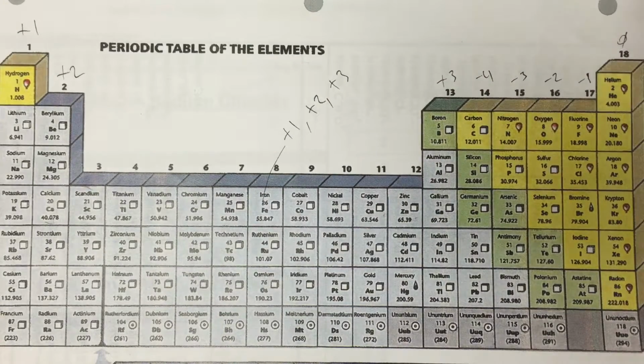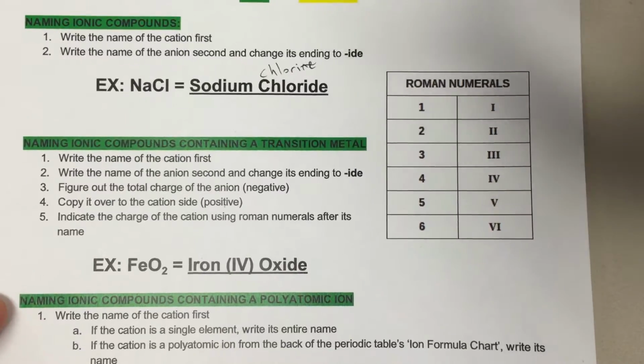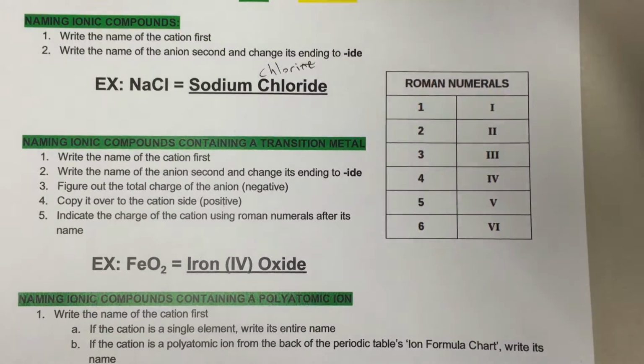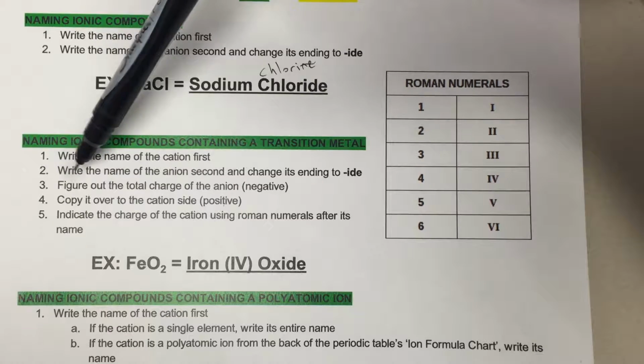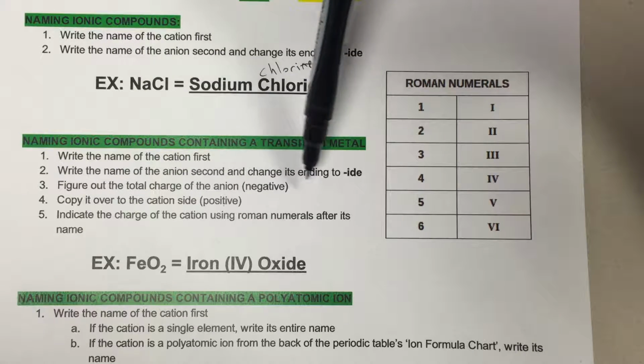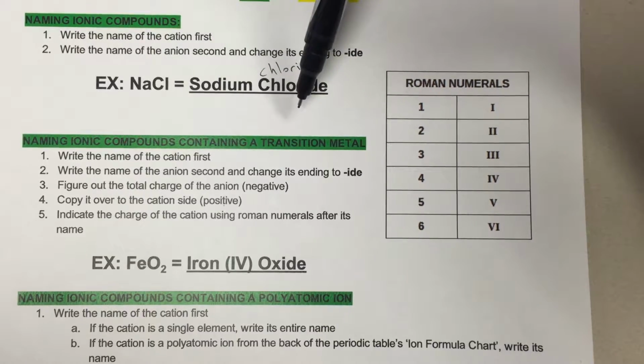Therefore, you have to identify with a Roman numeral the charge that a transition metal has if it's in an ionic compound. That being said, let's get back to this worksheet here. So, naming an ionic compound containing a transition metal. Number 1, write the name of the cation first. Number 2, write the name of the anion second and change its ending to IDE. So far, this is very similar to this guy that we just did up here.